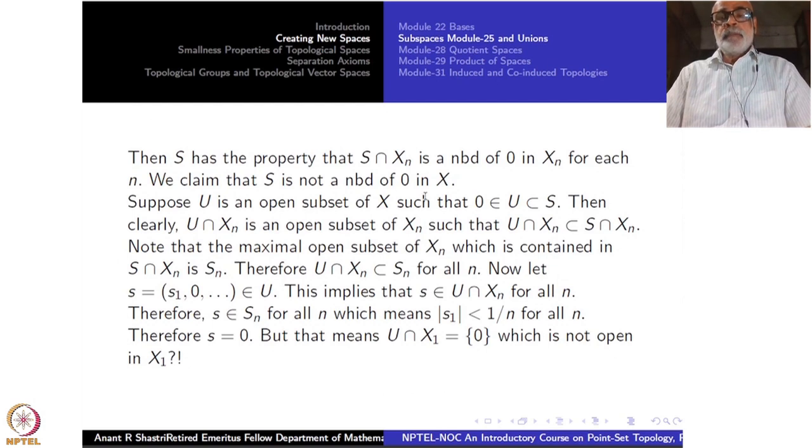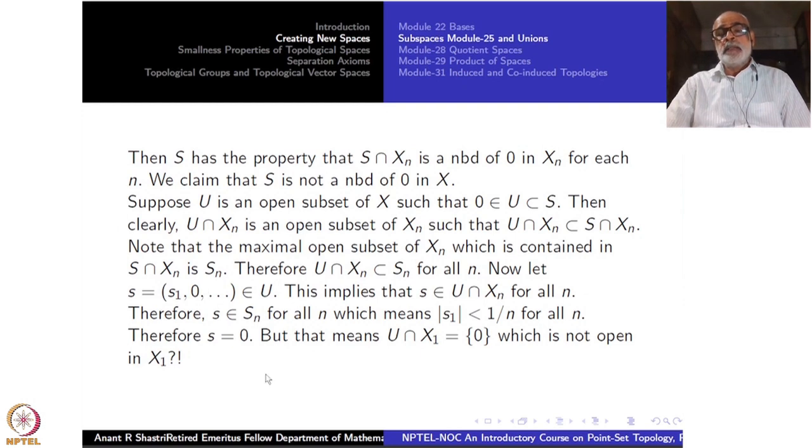But I want to say that S is not a neighborhood of 0 in the entire X. Suppose this is a neighborhood. Then you have an open subset U of X such that 0 is in U and U is contained inside S. This U is now open in X. Then U intersection Xn is an open subset of Xn, contained in S intersection Xn, because U is contained inside S.